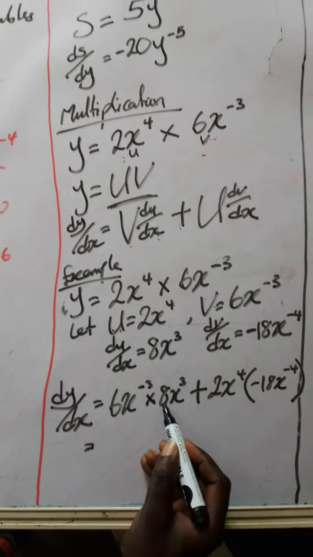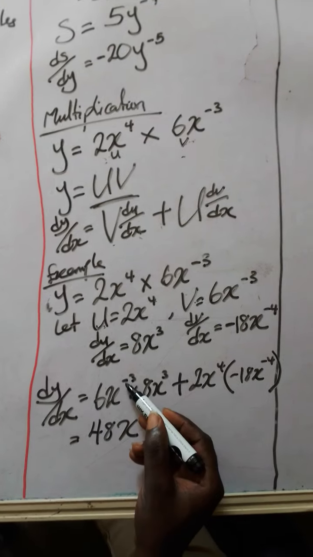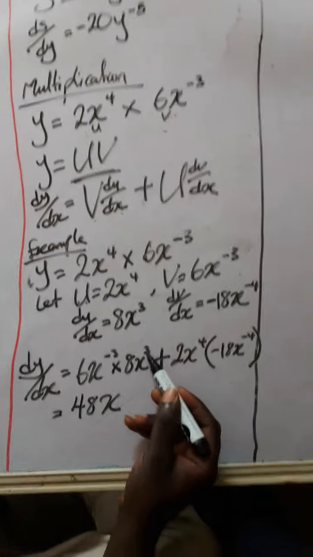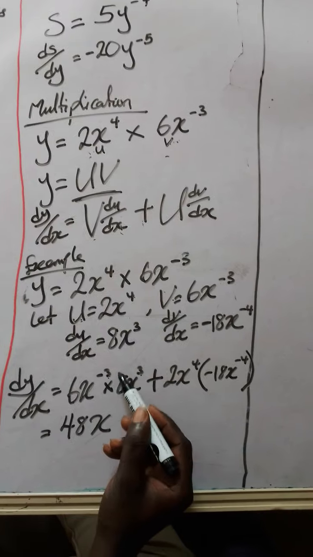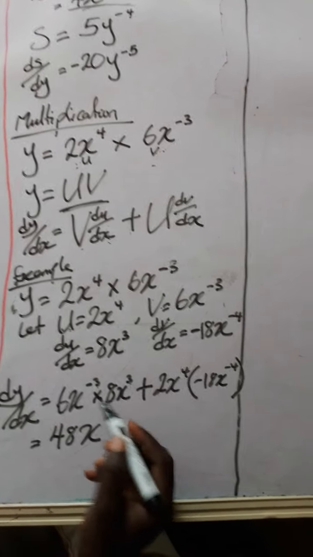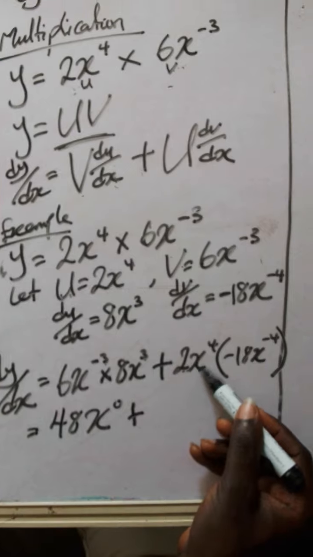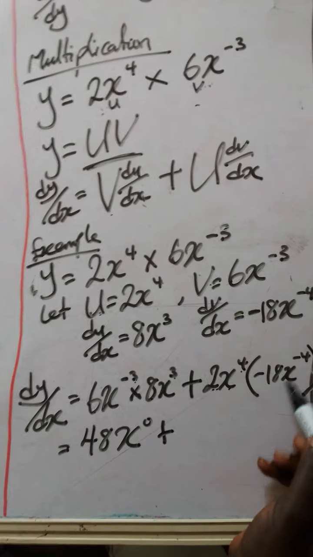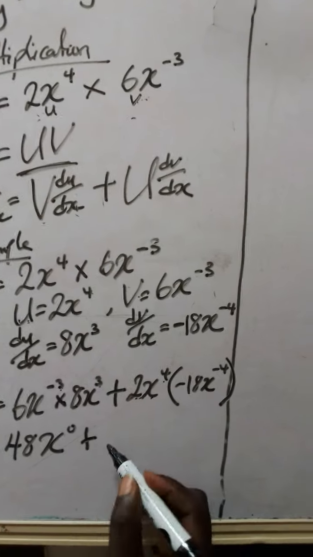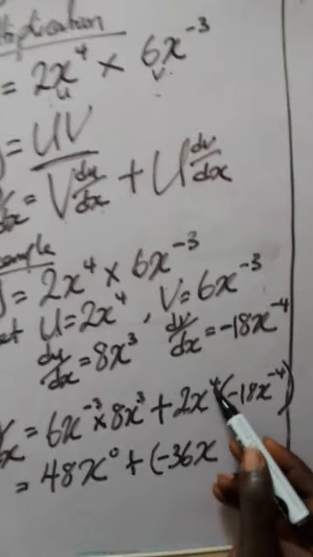So we have 6 times 8, which is 48x. Now we have minus 3, then we have 3. So minus 3 plus 3, that is from law of indices. When you have multiplication, it changes to addition. So you have minus 3 plus 3, which is 0, plus, now you have 2x raised to the power 4 into bracket minus 18x raised to the power minus 4. So you have minus 18 times 2, that's minus 36 x raised to the power 4.